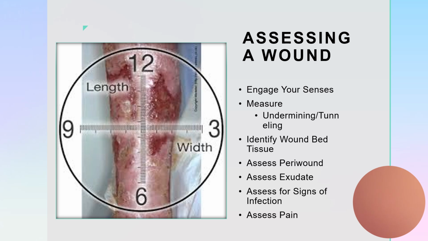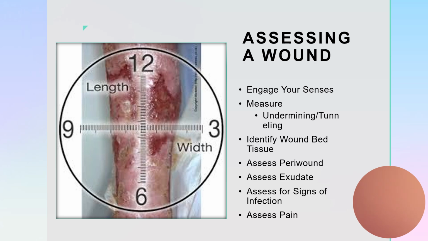So we need to measure where that undermining might be. So is it between 12 and 3 o'clock? Is it between 3 and 4 o'clock, etc.? Again, using the face of a clock as our orientation. We're going to use that cotton-tipped applicator, put it in the deepest part. Again, mark it with our thumbnail, pull it out, and measure on the ruler. Same way with the tunneling.